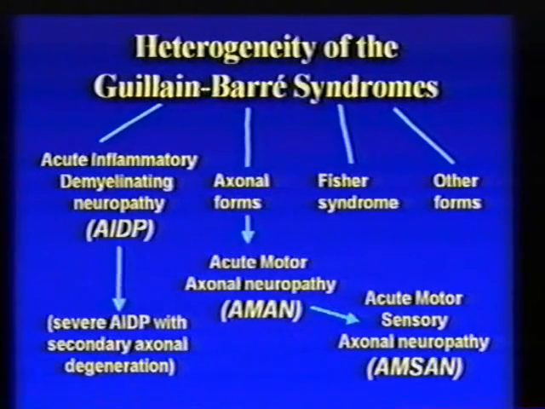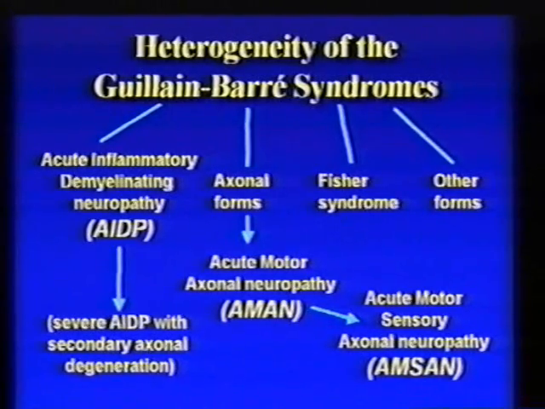This is a useful chart of the various forms of the Guillain-Barre syndromes. This is acute inflammatory demyelinating neuropathy, the diagnosis made at least 97% of the time in this part of the world. These are the so-called axonal forms in which, for reasons you'll see, there's evidence of a primary immune attack on the axon rather than the myelin sheath.